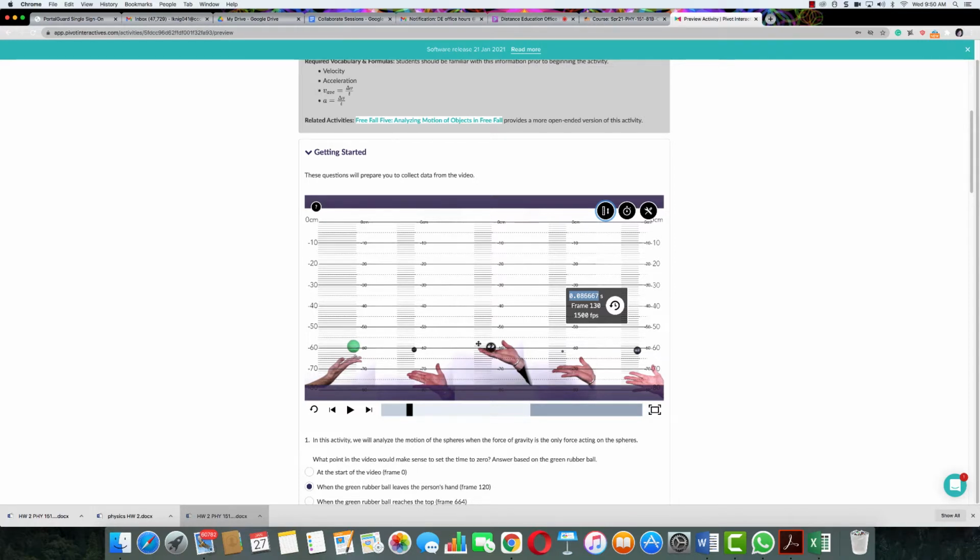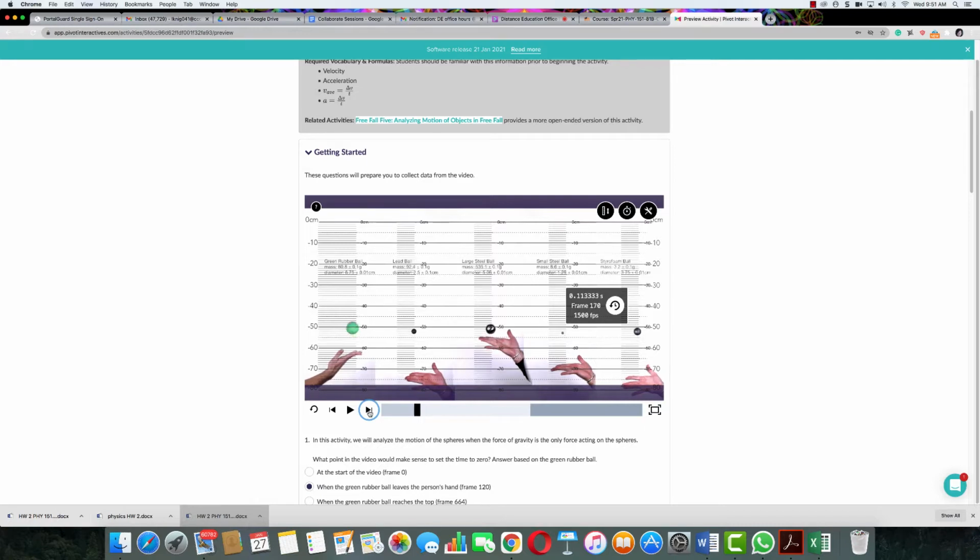At 0.0866667 seconds, that was my time in seconds, I wrote down that the ball was at negative 63 centimeters. And then I fast forwarded a couple of seconds. Then the green ball was at negative 55 centimeters at 0.107333 seconds.